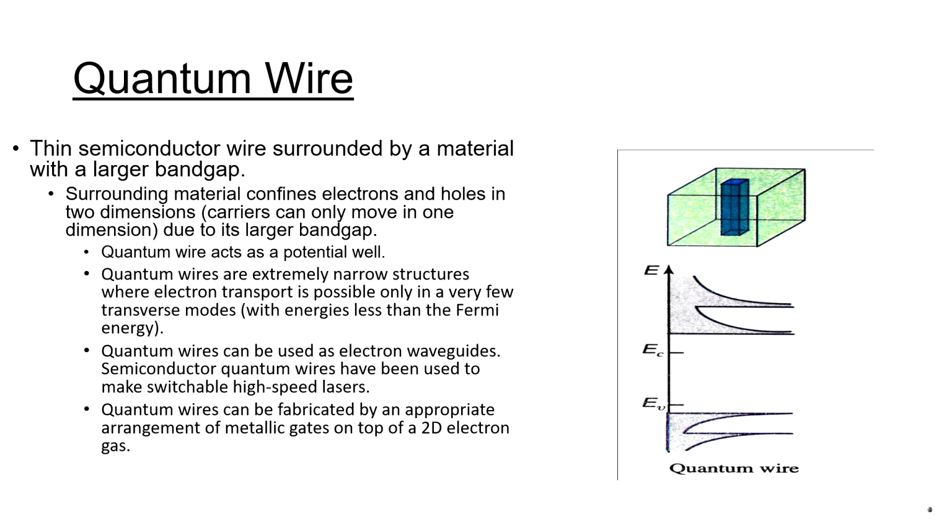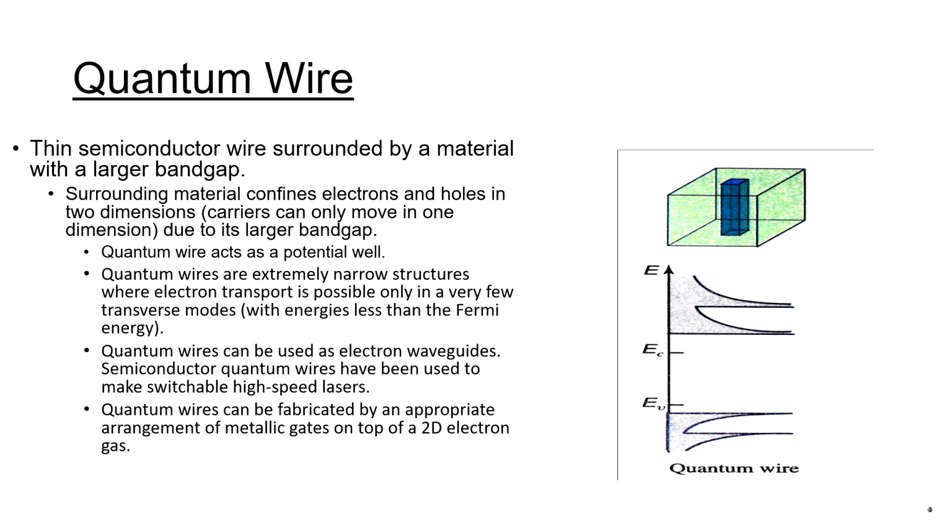So the quantum wire is another possibility, either a dot or a quantum wire. It is a thin semiconductor wire surrounded by a material with a larger band gap, and the surrounding material confines electrons and holes in two dimensions. Carriers can only move in one dimension due to the larger band gap, and quantum wires act as a potential well.